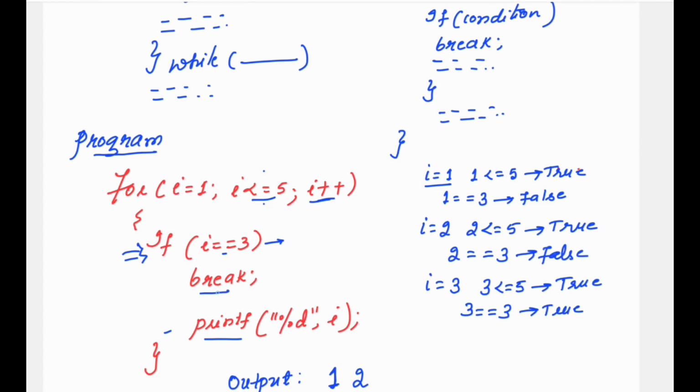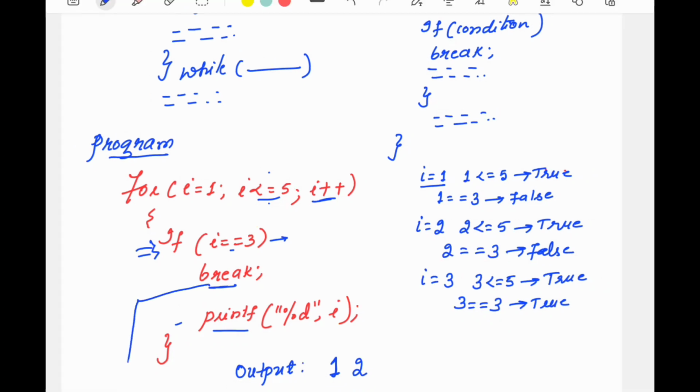So this is where the break statement I wanted to tell you, break will terminate from the loop. If it is terminating from the loop, it will come out and execute any statements present outside this loop. Here in our program we have not written any statements after the loop, so it will just come out from the loop and the execution stops.